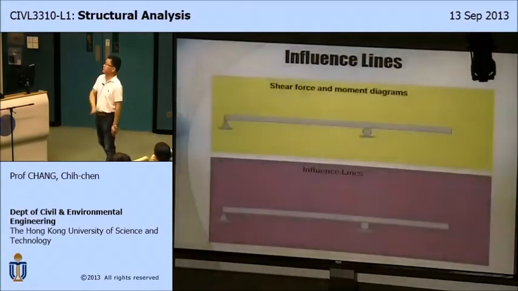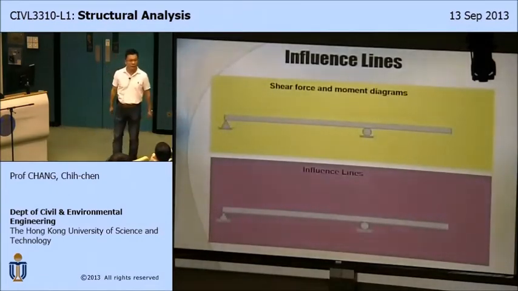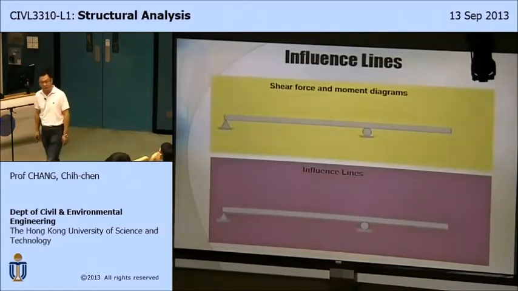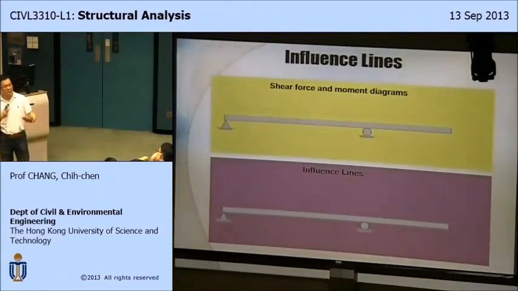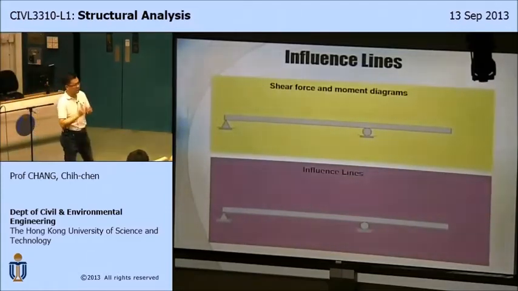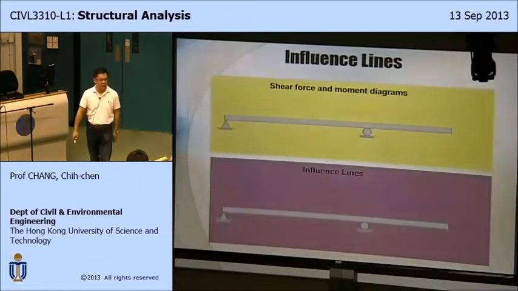Okay, so influence line. Let's make a comparison between shear force diagrams, moment diagrams, and influence line. Now, they are very similar in appearance, but carry totally different meanings. So that's the first thing that you need to be aware of.